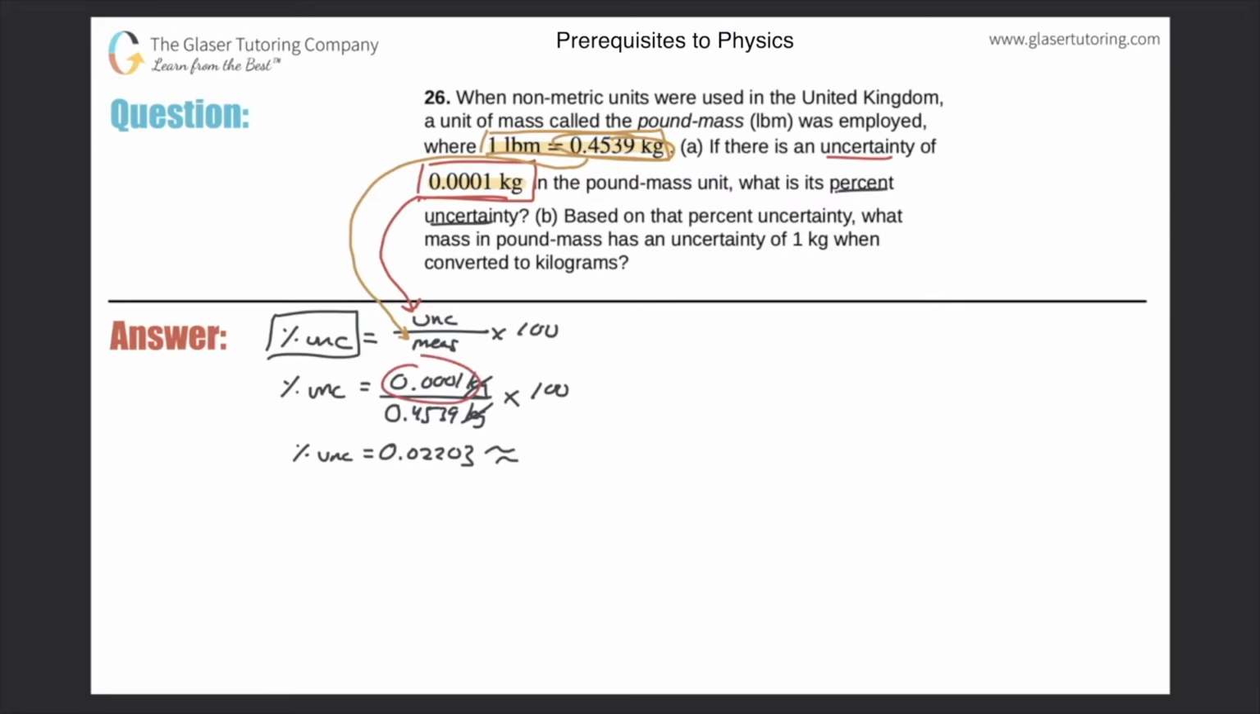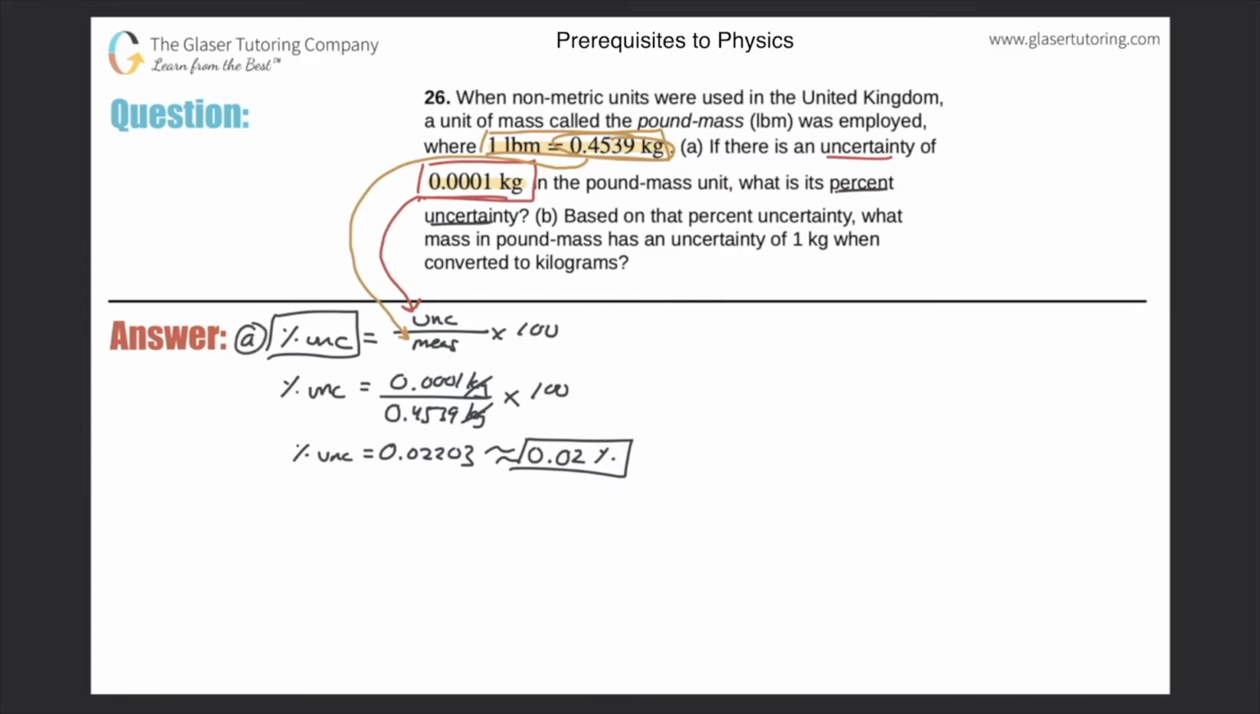Now what we have to do is round this to one significant figure because of the one significant figure found in the numerator. Okay, so let's just round it. So it's going to be 0.02%. Great, so that's the percent uncertainty associated with this pound mass unit. Okay, so that was part A.